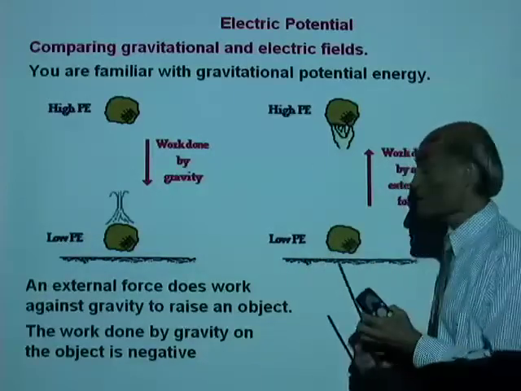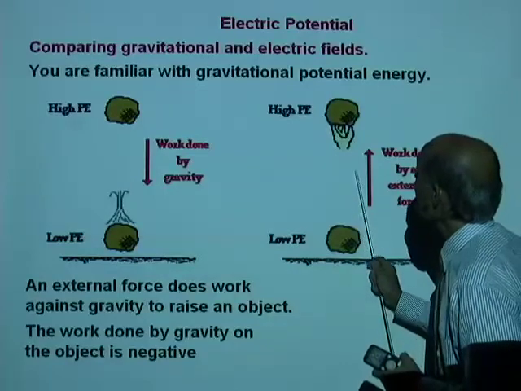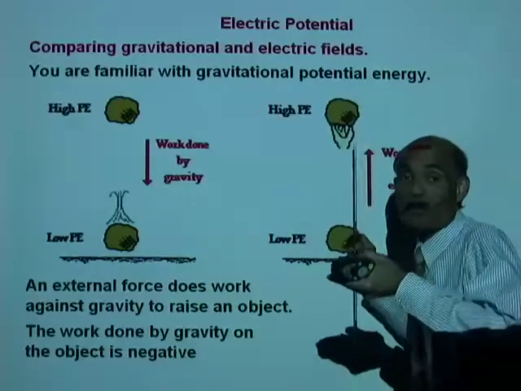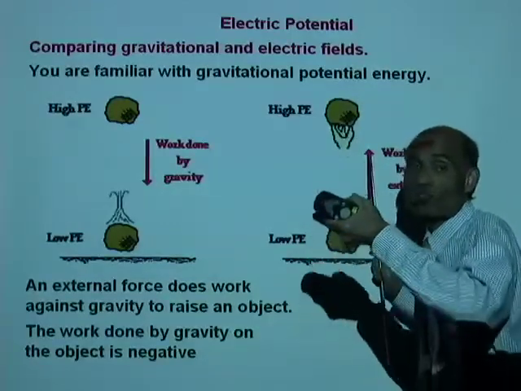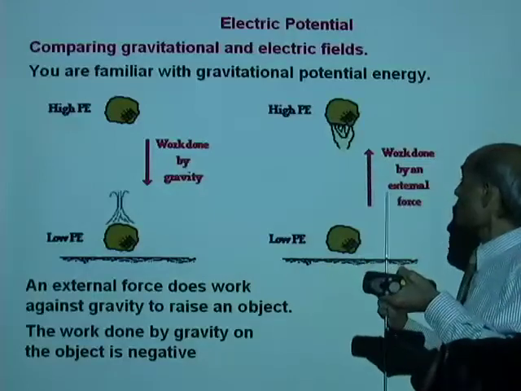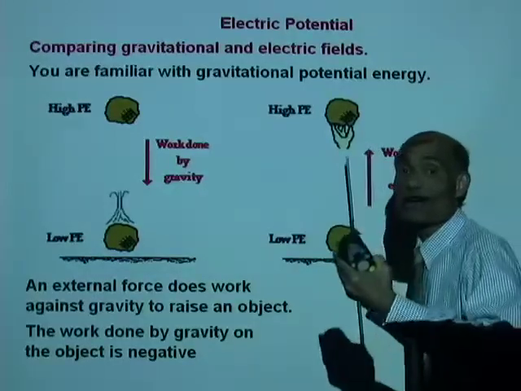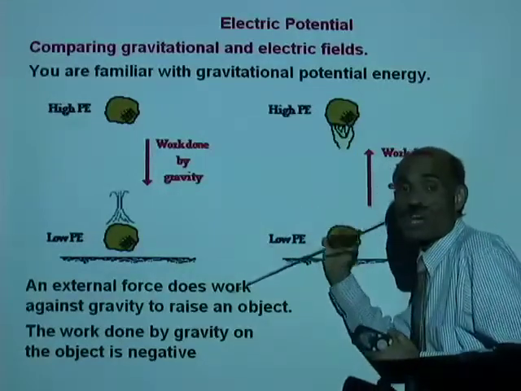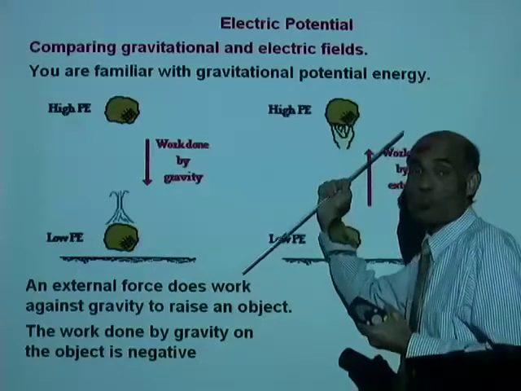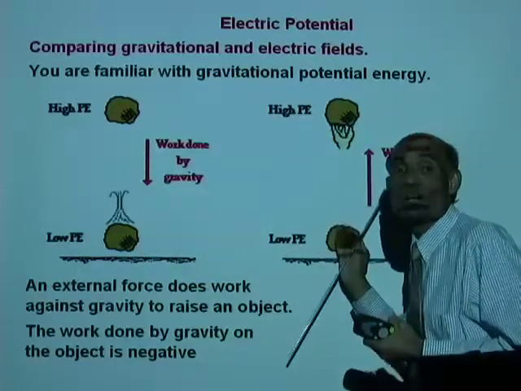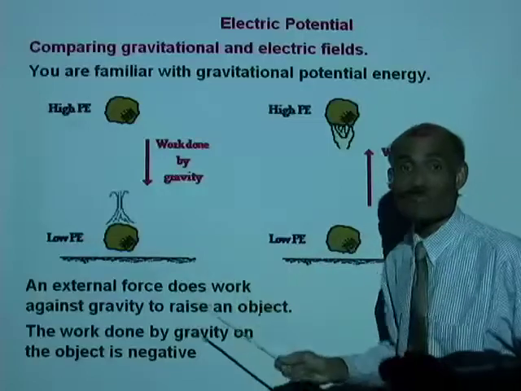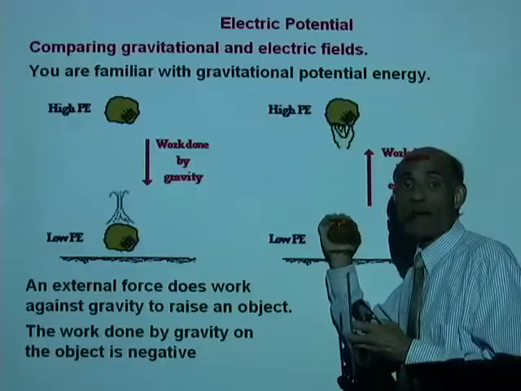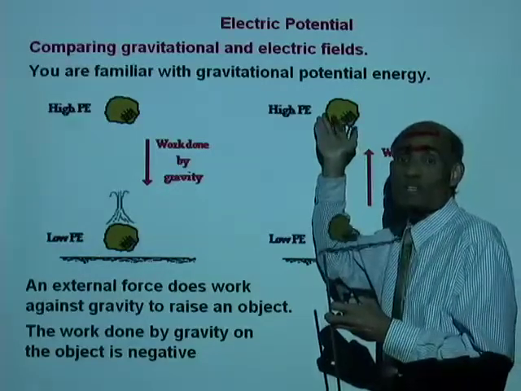I hope you understand that concept, because the object is moved up. The applied force is also upward. The direction of the force and the direction of displacement are the same for the external force. That means that work is positive. But the direction of the force of gravity is downward, and when you move the object upward, the work done by gravity is negative. So the negative work done by gravity raises the potential energy.